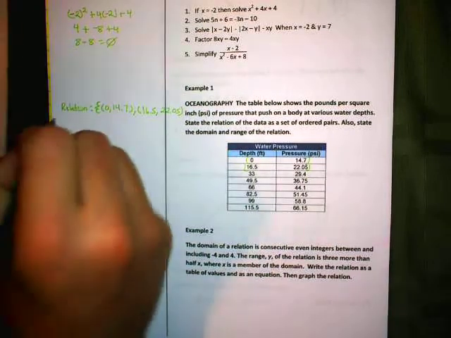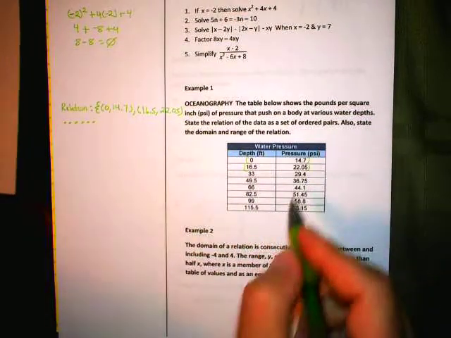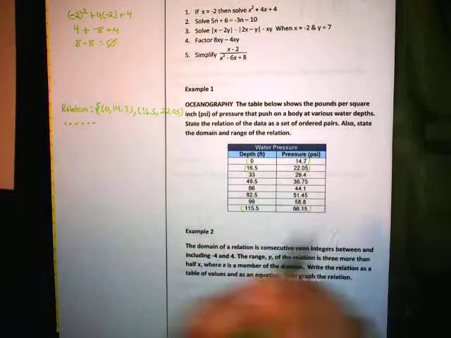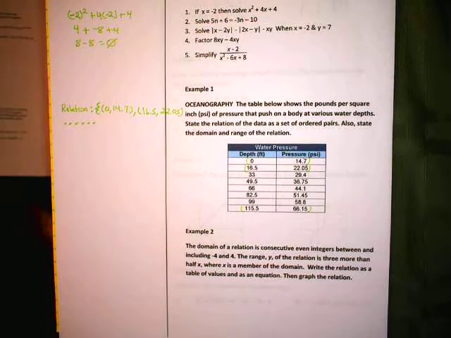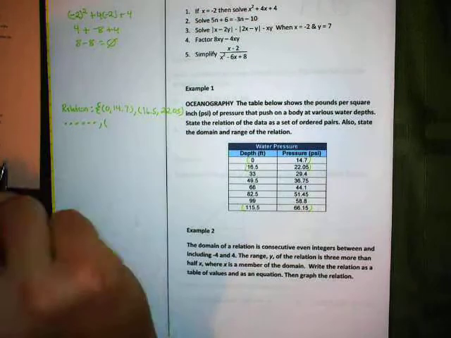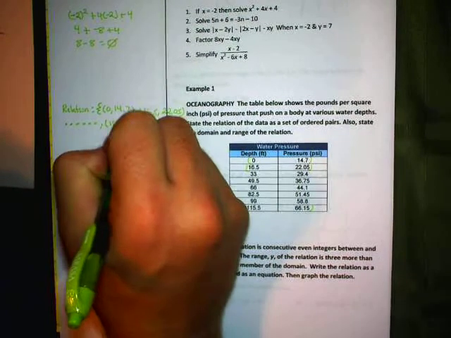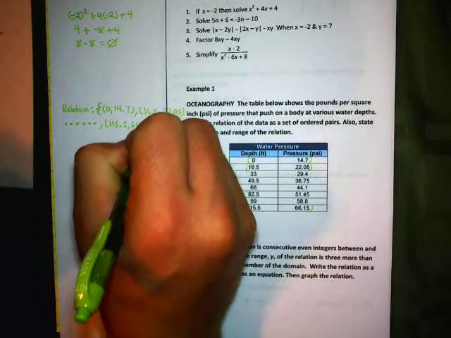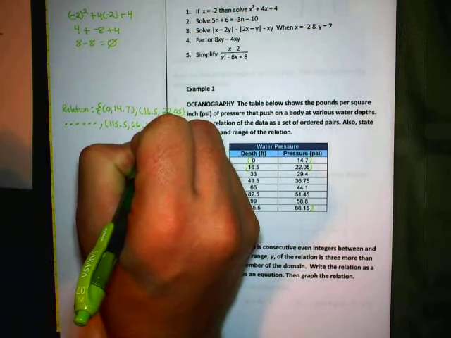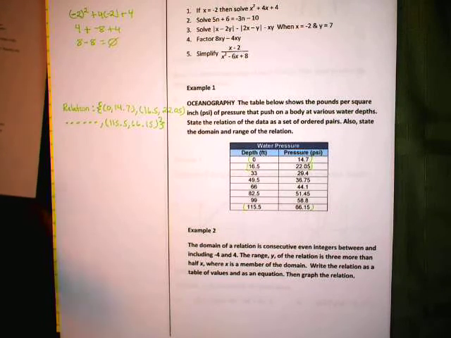Alright. For space, we're going to assume that I've already stated all the way down, and I'm going to go ahead and end it with 115.5 and 66.15. So my very last one, come off with a comma, open parentheses, 115.5, comma, 66.15, close parentheses, and then we're going to go ahead and bracket it. Okay? So that's how I'm going to state my relation. Anytime you come up to a problem that asks you to state the relation as ordered pairs, that's how we're going to do it. Okay?